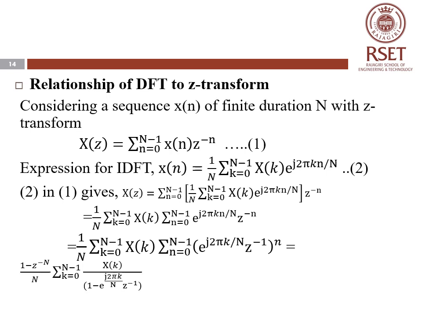So it is 1 by n sigma k from 0 to n minus 1 X of k, then sigma n from 0 to n minus 1 e raised to j 2 pi k n by n z raised to minus n. Now you group the terms in small n together. Now we see that it is a geometric progression, and if you use the expression for summation of a geometric progression, you get the final answer as 1 minus z raised to minus n by n sigma k from 0 to n minus 1 X of k by 1 minus e raised to j 2 pi k by n z raised to minus 1.